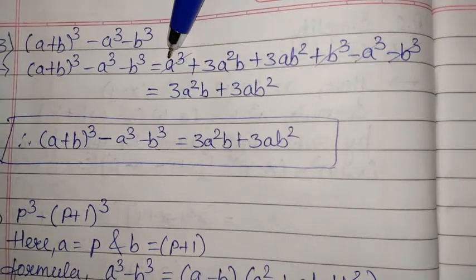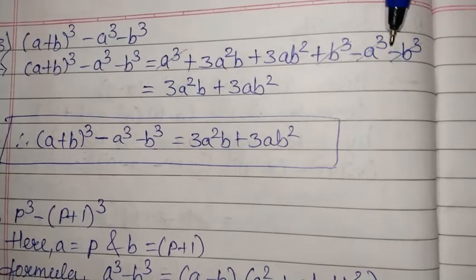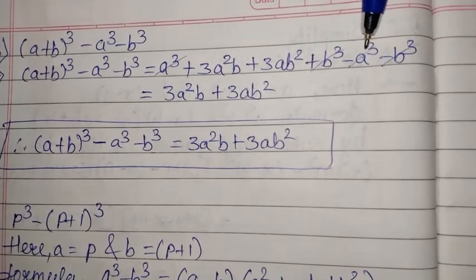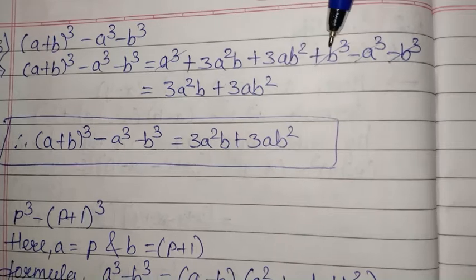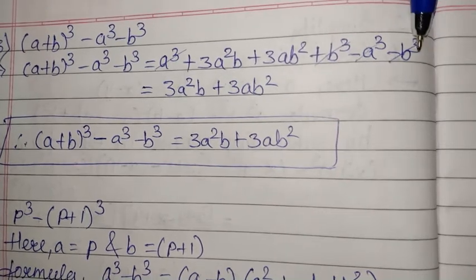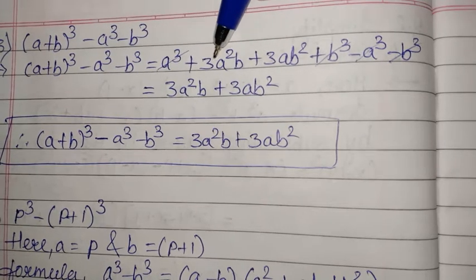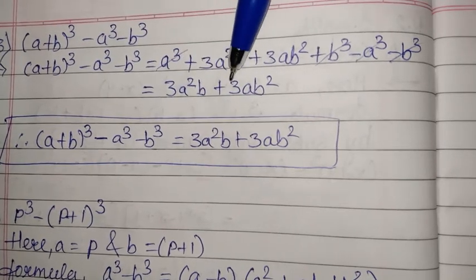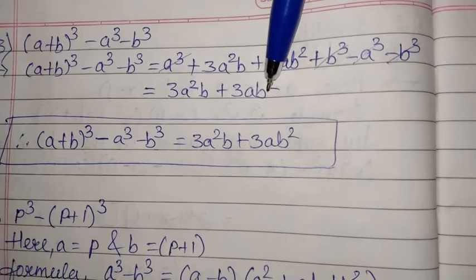Then from this, plus a cube and minus a cube will get cancelled with each other, and plus b cube and minus b cube will get cancelled with each other. So we'll get only 3a square b plus 3ab square.